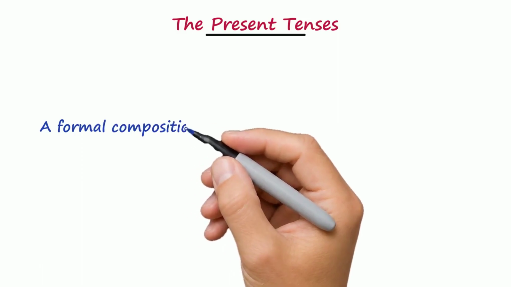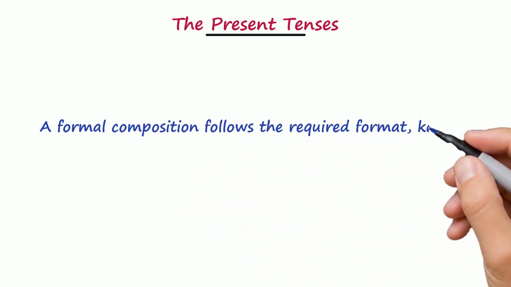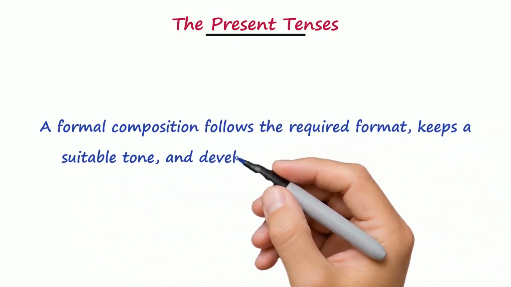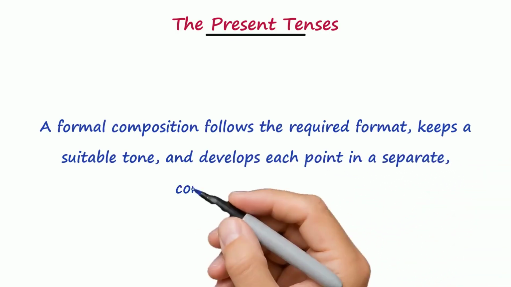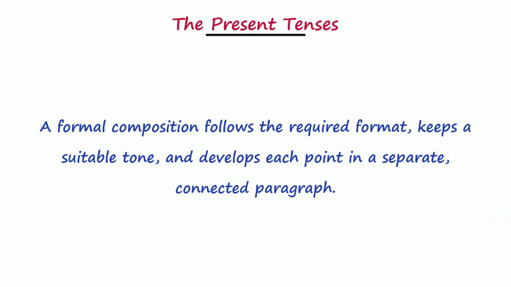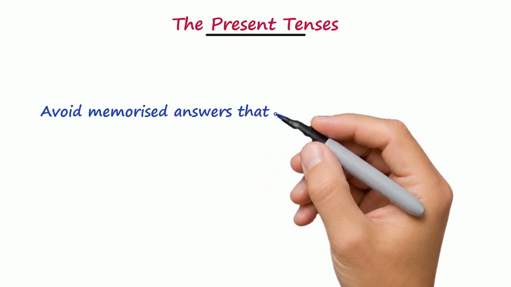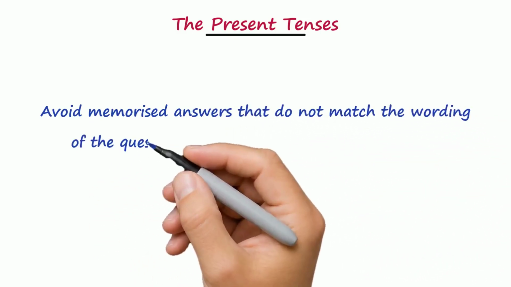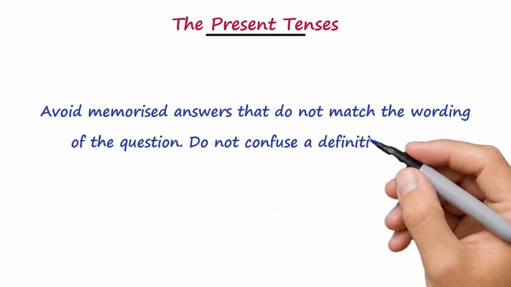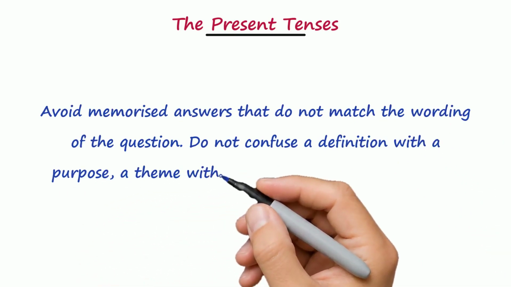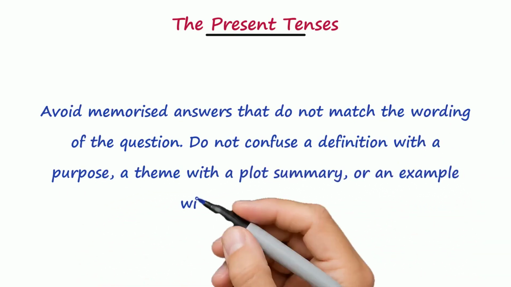A formal composition follows the required format, keeps a suitable tone, and develops each point in a separate, connected paragraph. Avoid memorized answers that do not match the wording of the question. Do not confuse a definition with a purpose, a theme with a plot summary, or an example with an explanation.